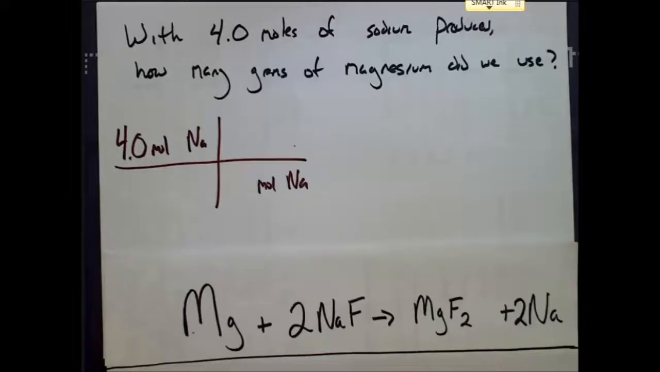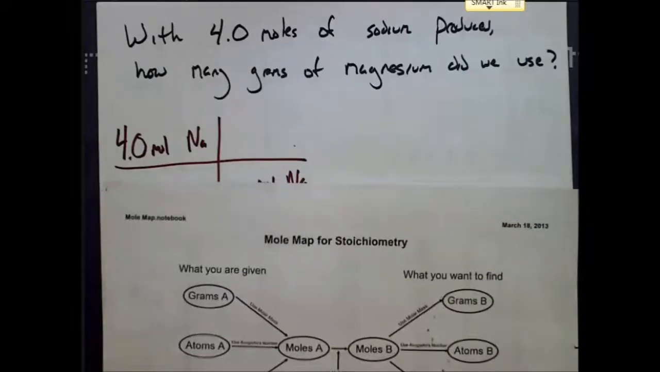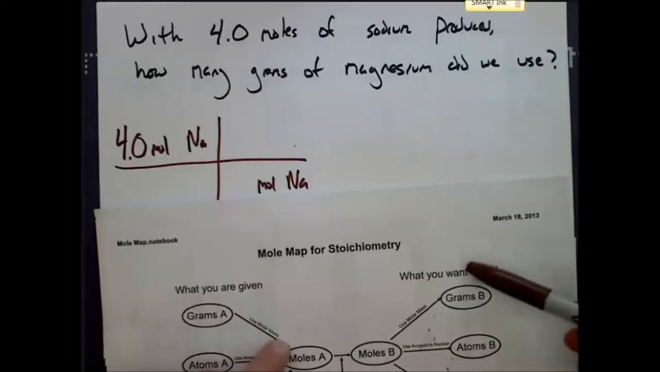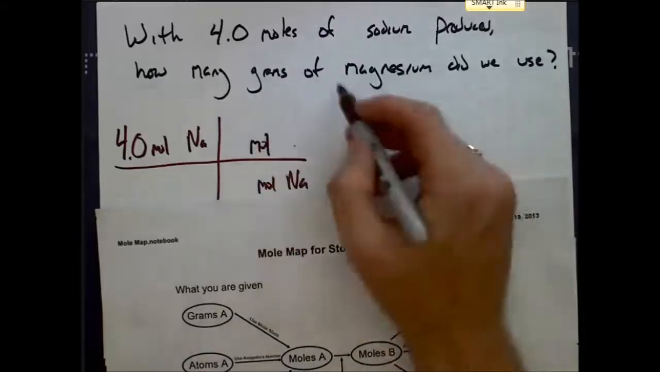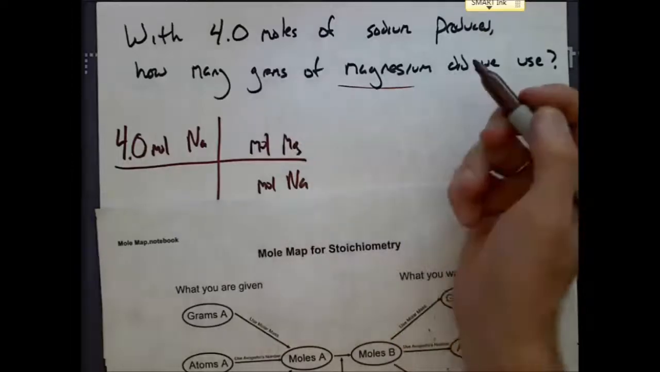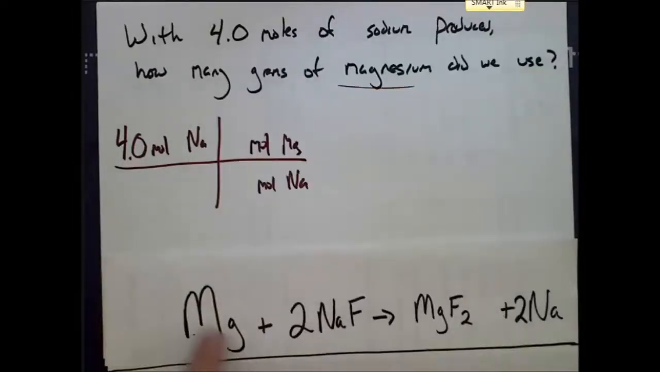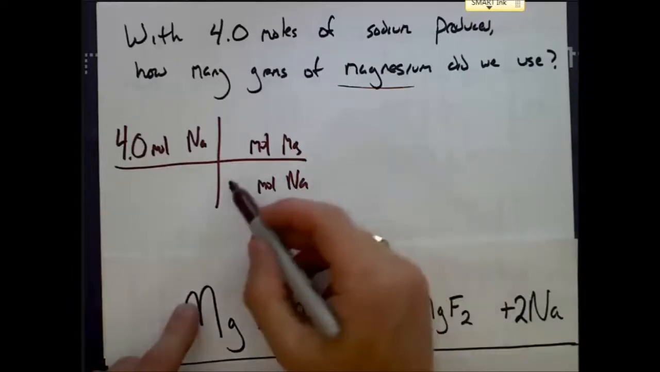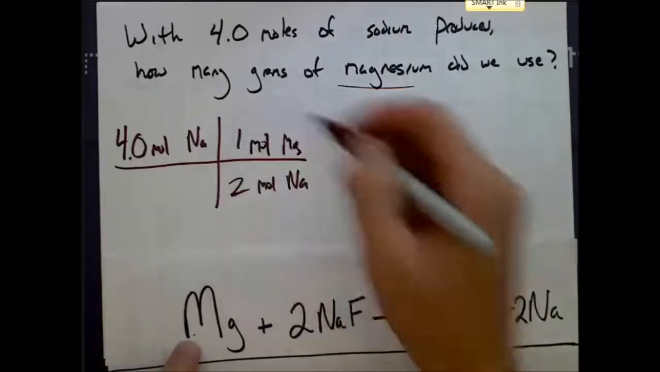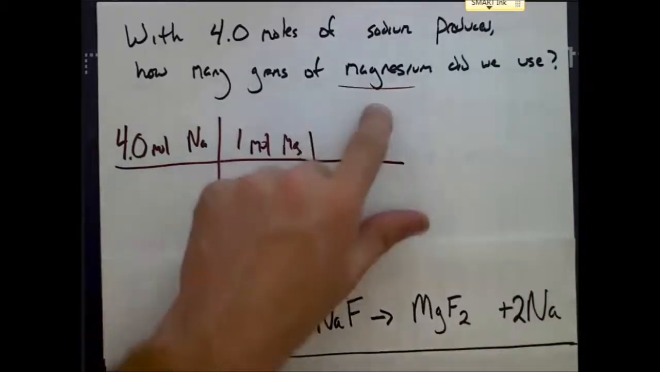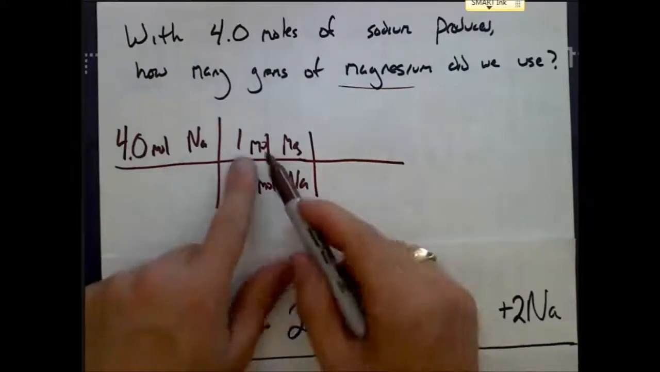Now, here it says to go from moles of one thing to grams of another. We need to go through moles of the other. So that's our first step. We want to go to moles of magnesium. And it says to use the balanced equation, mole ratio. Moles of sodium, we get 2. Moles of magnesium, we got 1. Now, this one, moles of magnesium, is not what we want. We want grams of magnesium. So we need to do another step.